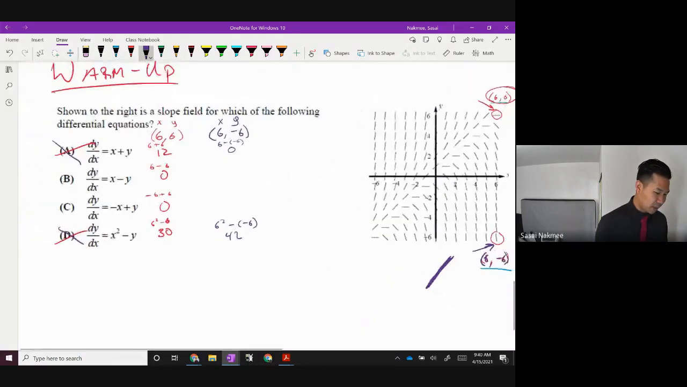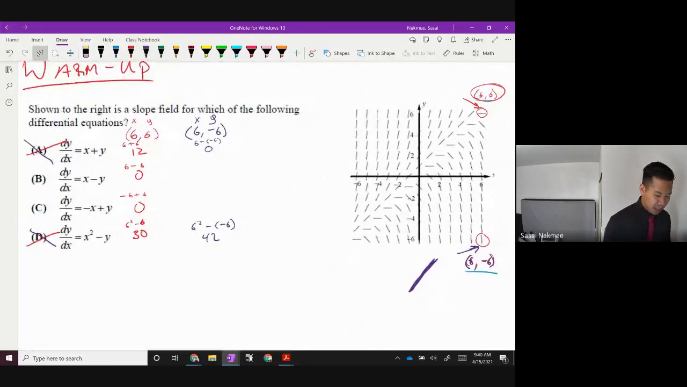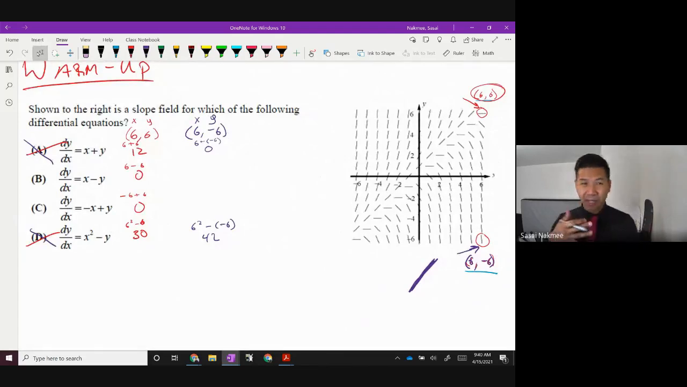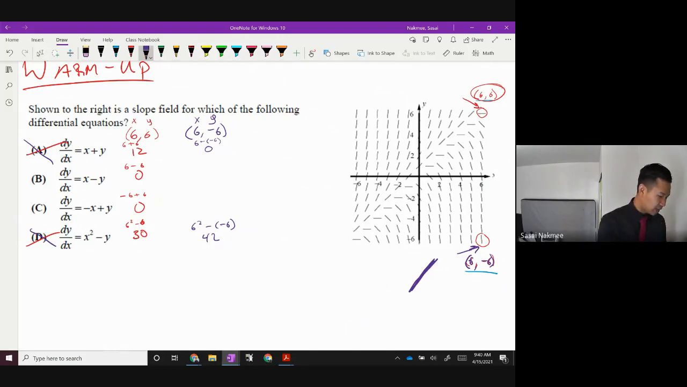So even though I got a very large number, I got 42, if that was a negative 42, then I would have been like, maybe that one. But anyways, it doesn't even matter. A and D don't even fit because they didn't fit with the first point we picked, right? So let's go ahead and take a look at B and C and see which one is going to give us the right answer here.